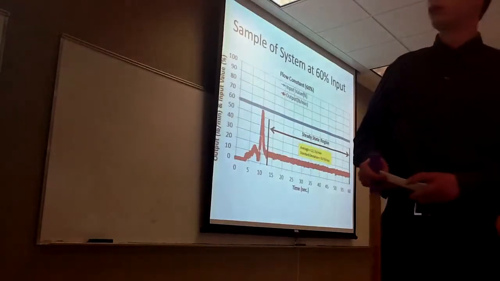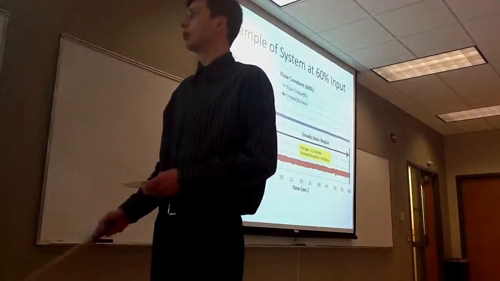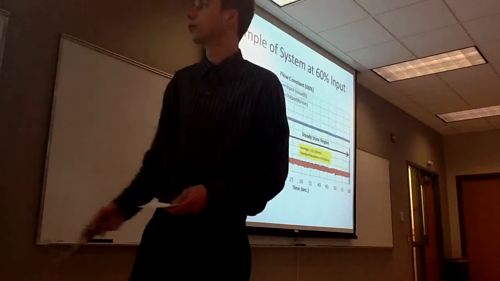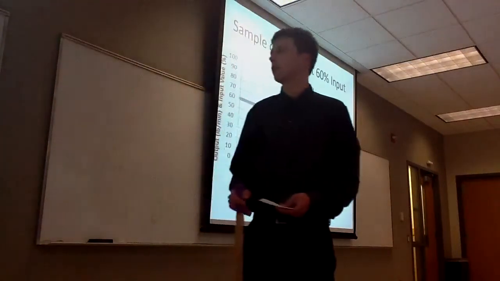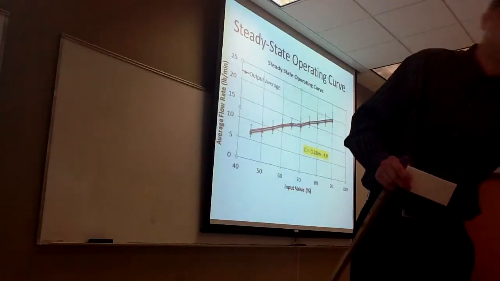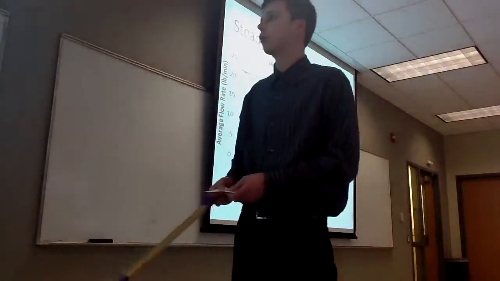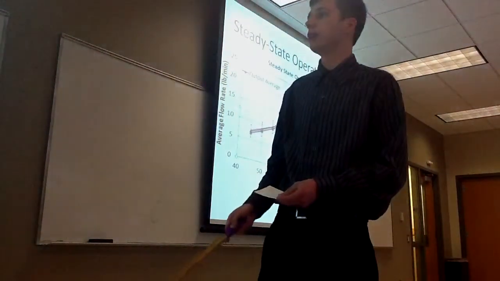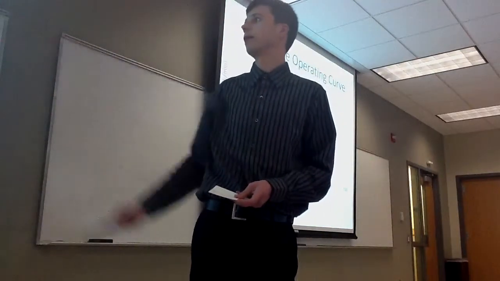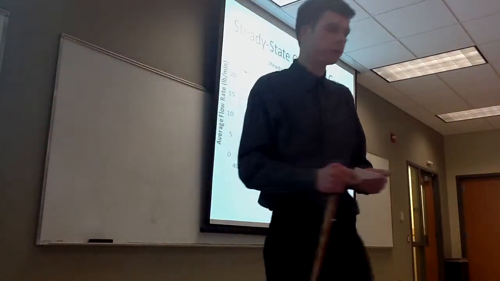This is a sample of our system at 60% input. The average flow rate was found in the steady state region, and for this particular region it was 12.1 pounds per minute with a standard deviation of 0.8 pounds per minute. We did this for a number of pump performances, and our output range was from 7 pounds per minute to 20 pounds per minute. Our gain was 0.28 pounds per minute per percent.